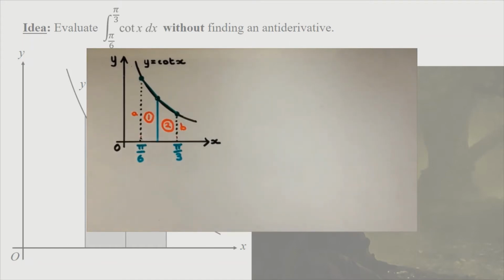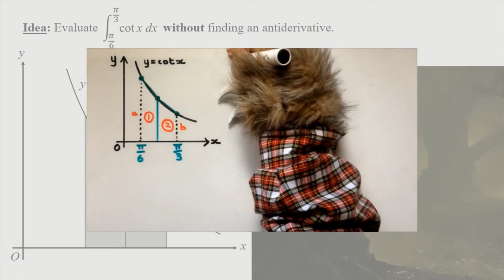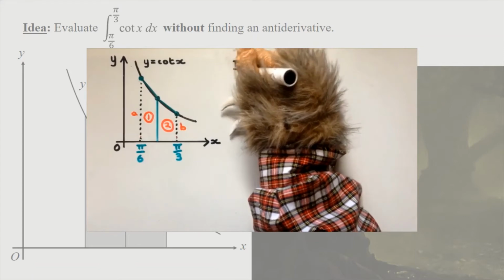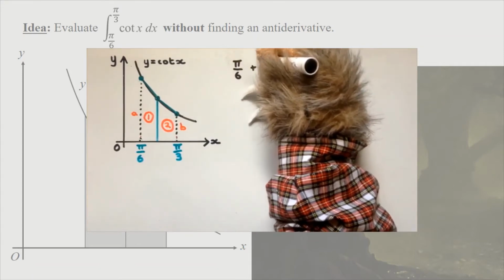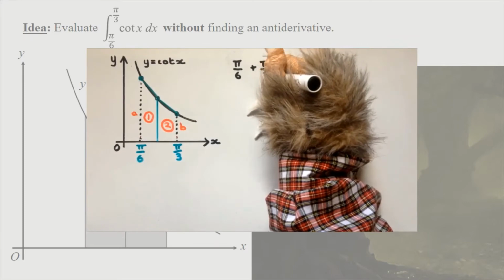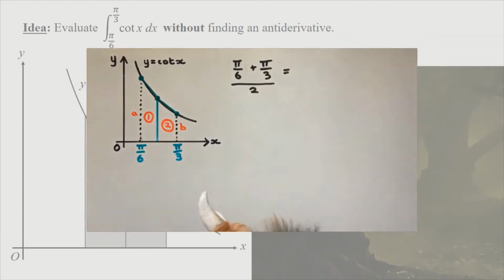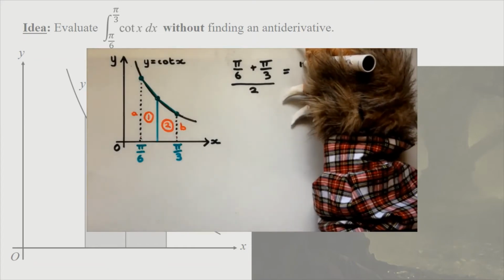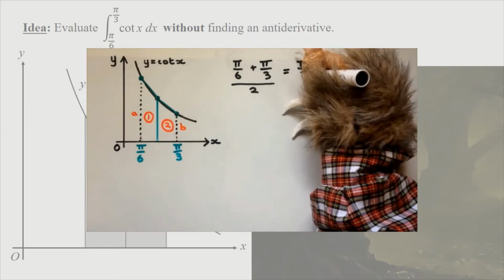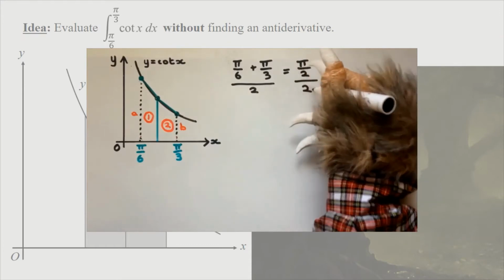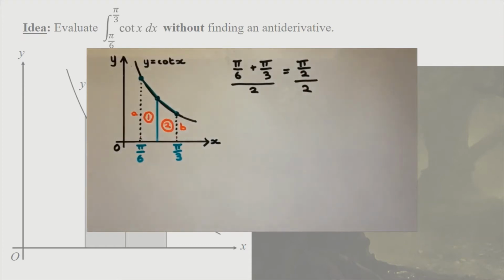So as I said, this coordinate here is going to be the midpoint, if you like, of pi over 6 and pi over 3. So I'm just going to take the mean average. So let's take the average of those 2 points. Then we have pi over 6 plus pi over 3, and we'll divide that by 2. This is going to give us essentially 3 pi over 6, which is pi over 2, just changing them both into 6, divided by 2. And half of pi over 2 is, of course, pi over 4.